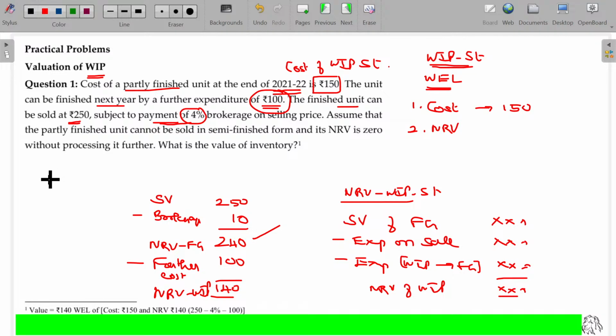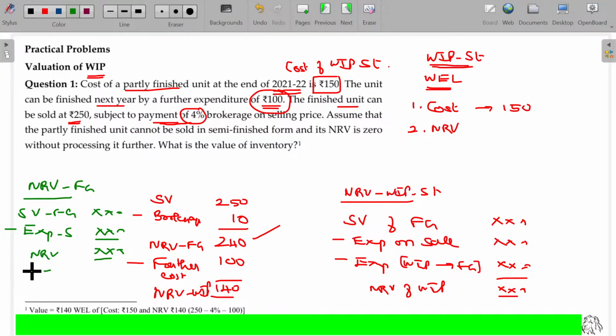What happens in case of NRV for finished goods? It's very simple. Sale value of finished goods minus expenses on sale. If you subtract, then the ultimate value will be considered as NRV. Okay, make a note of it. So in this illustration, the NRV of work in progress being 140, between these two, whichever is lower will be the value of the work in progress stock.